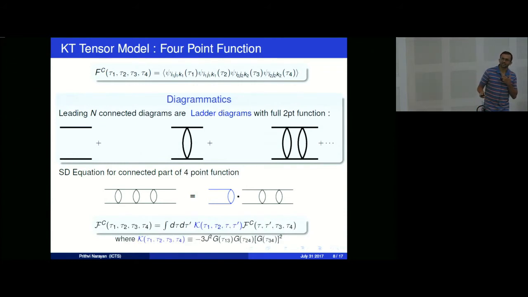I didn't tell you what this curly F is. It's just some part of this. It's like the connected part, not exactly the connected part, but the subleading part of this thing. You will see slightly more detail when I talk about lattice models. But this is the recursive equation, and this K is like a kernel, and the kernel is given by this object, which is made out of 2 propagators here and 2 propagators here, which is G tau 3 4 holes.